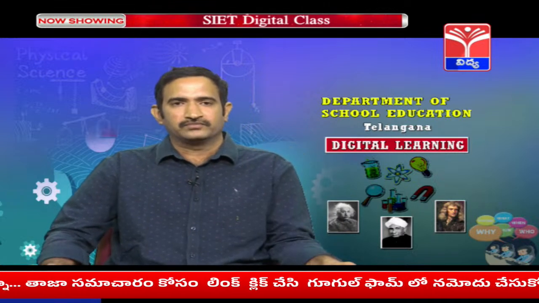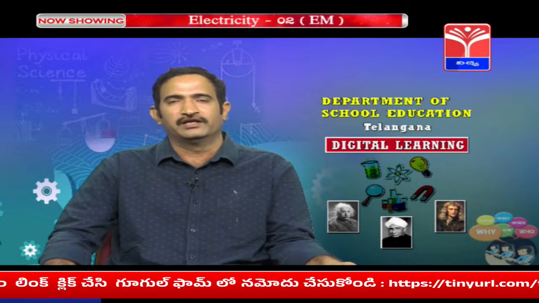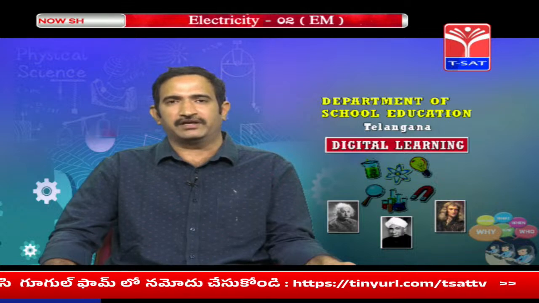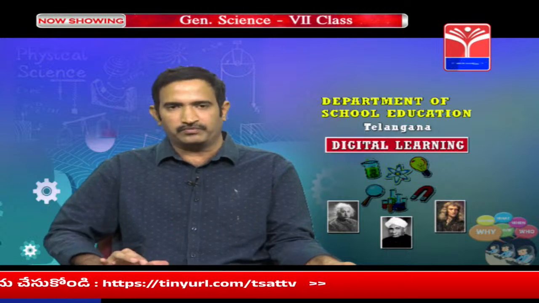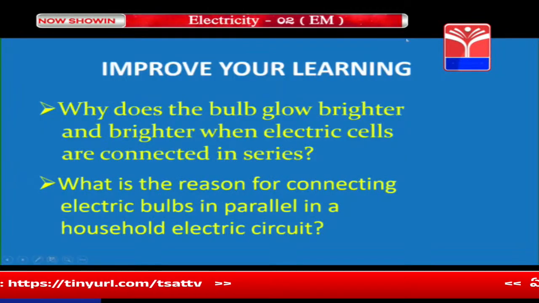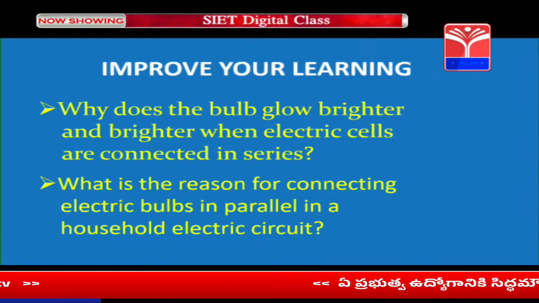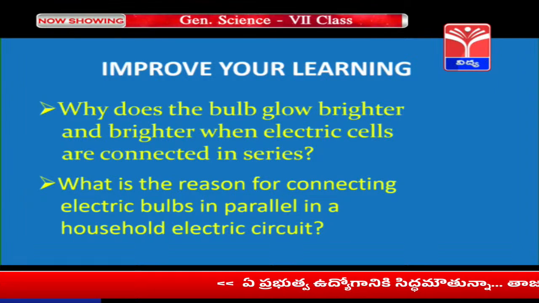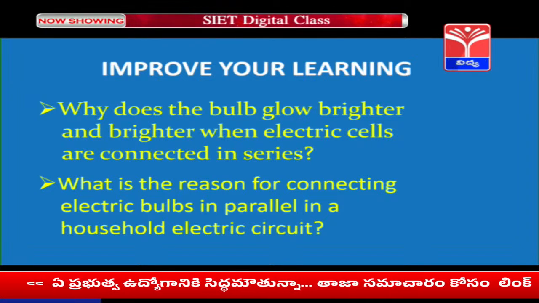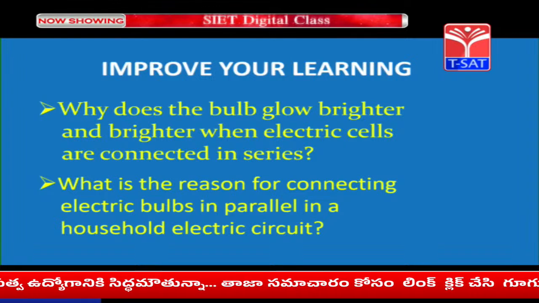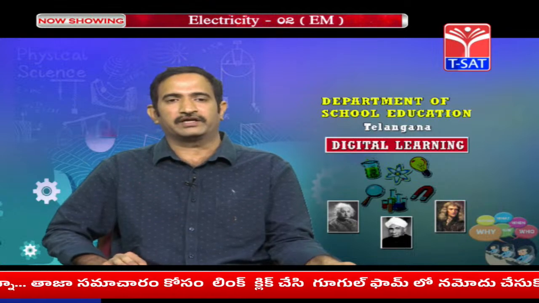Now let us see what we have discussed in our session. Today's session we have discussed the parallel and series connection of cells and the parallel and series connection of bulbs. Now let us see the questions we can do as homework for today. Why does the bulb glow brighter and brighter when electric cells are connected in series? You have to write the reason. What is the reason for connecting electric bulbs in parallel in a household electric circuit?